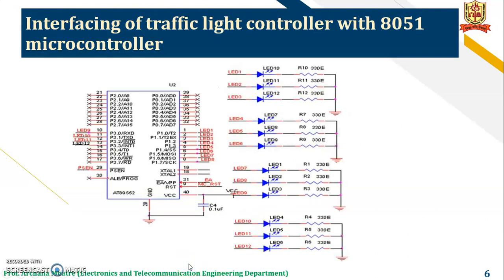Now next, this is the interfacing of the traffic light controller with the 8051 microcontroller. In this interfacing diagram, you can see here this is the 8051 microcontroller. Port 1 is used to connect the LEDs. You can see here all the LEDs are connected to port 1. Port 0 and port 2 are not used. Port 3 is used for its special alternate functions. And this is the traffic light controller connection to the 8051 microcontroller. So this is the interfacing diagram.